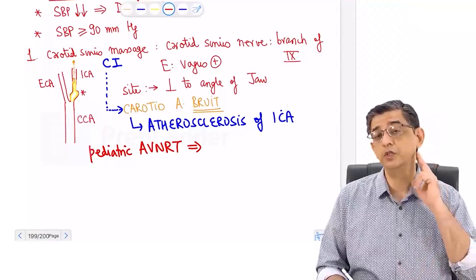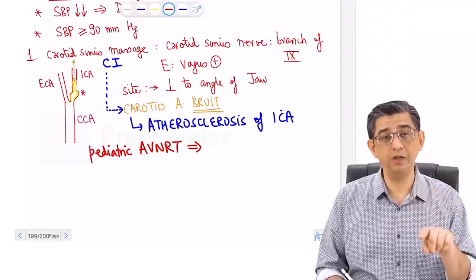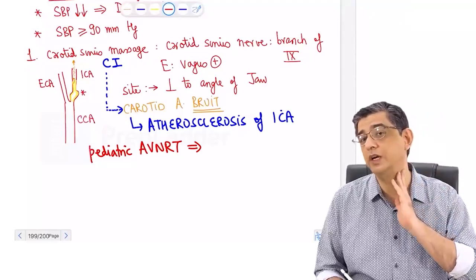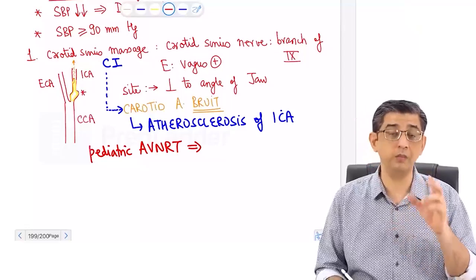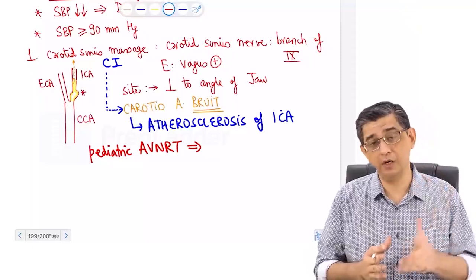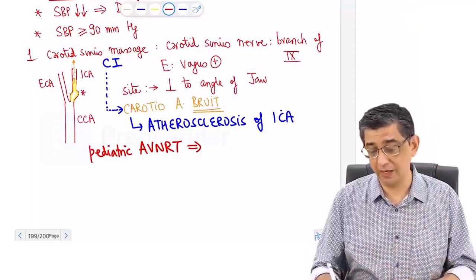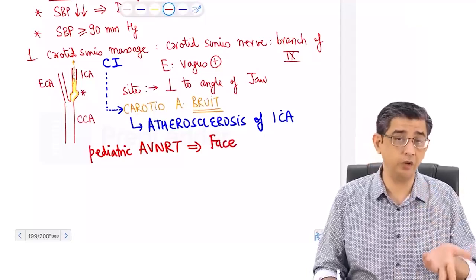Why? Because children have a short neck. Because the neck of a child will be short, surface marking will be difficult. You see, in you and me, the neck is relatively big. You can see the muscles, so you can do a bit of surface marking. But in children, because the neck is short, especially if the child is plump and obese, then the neck will be relatively short, so surface marking will be relatively difficult, or rather I would say error prone. You might be pressing at the wrong side.